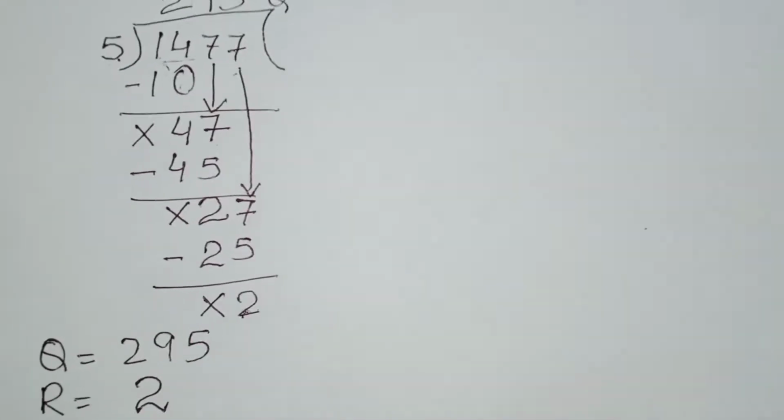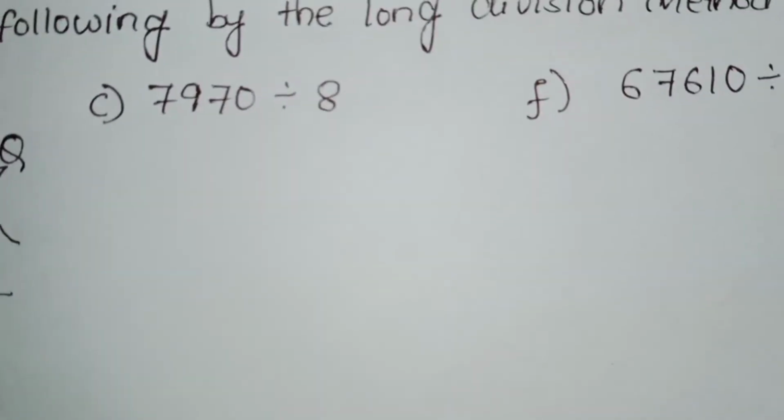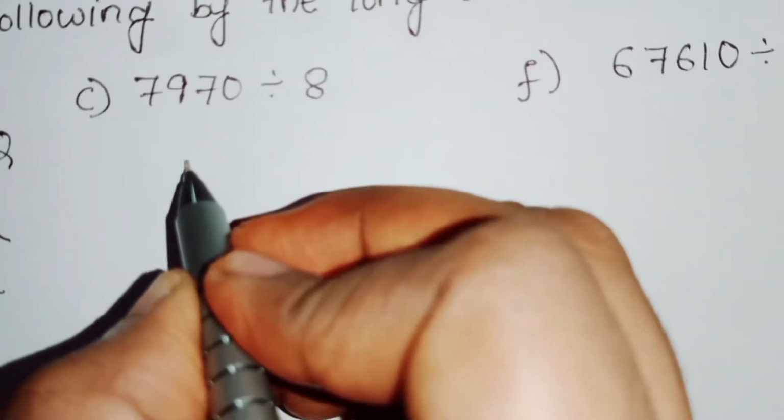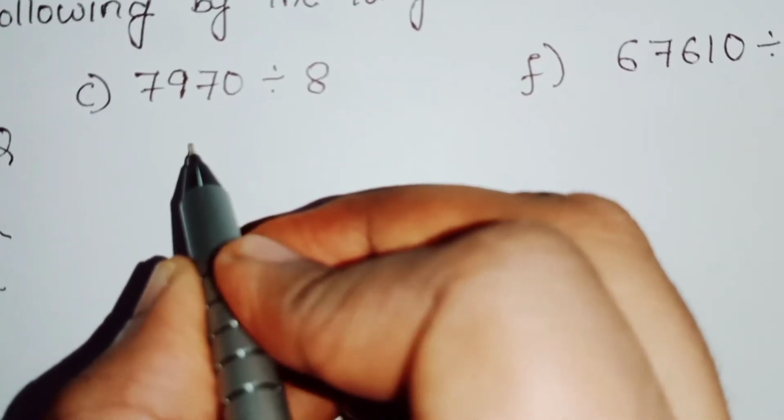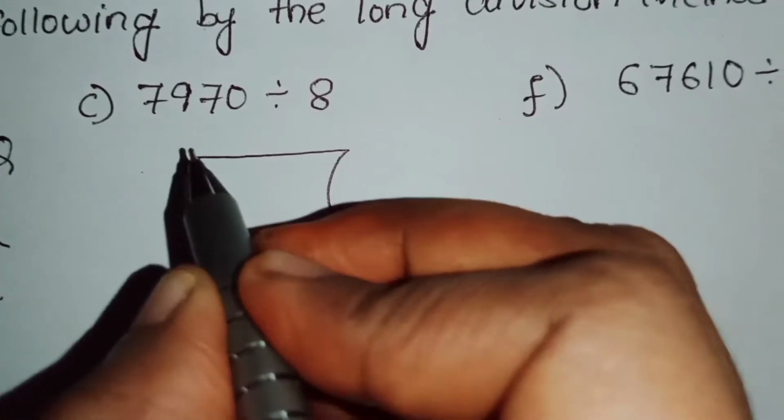Now let's see question number 1C. How to do it? The same way, we will put the dividend where? Inside. Dividend will be inside. And what is the dividend?